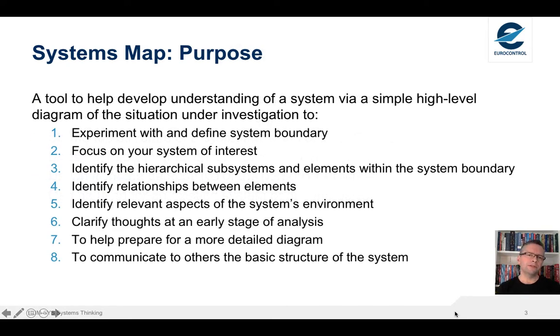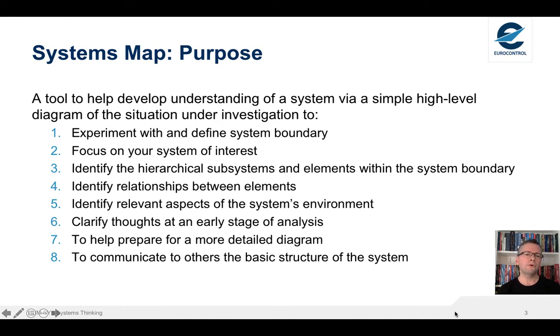But what about the purpose behind these particular functions? Well, system maps provide a tool to help develop understanding of a system via high-level, simple diagrams of the situation under investigation. And this helps you to do several things. So one of those is to experiment with and to define your system boundary of interest. What falls within your system and what is outside of it.